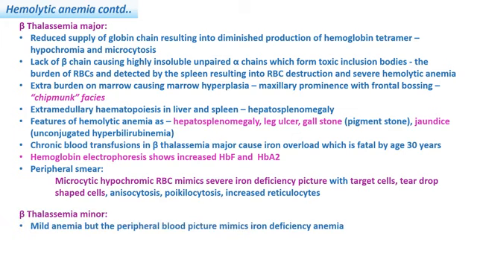Regarding beta thalassemia minor, it is a mild anemia, but the peripheral blood picture mimics iron deficiency anemia. It has to be differentiated. Let's see some pictures of beta thalassemia major.